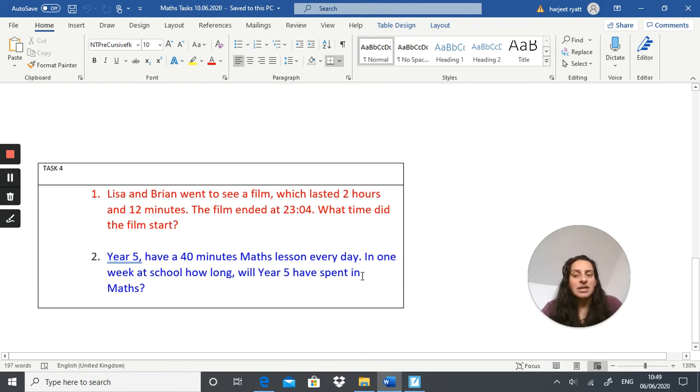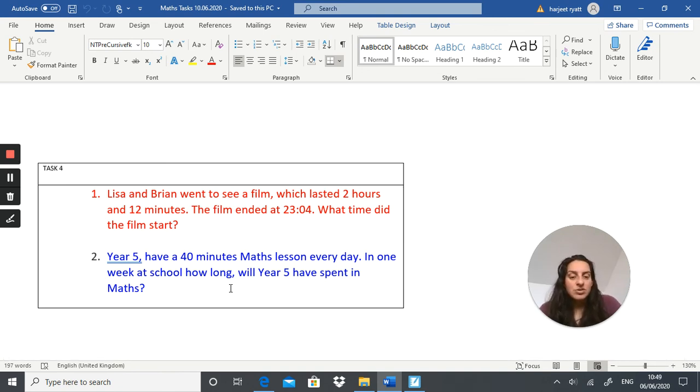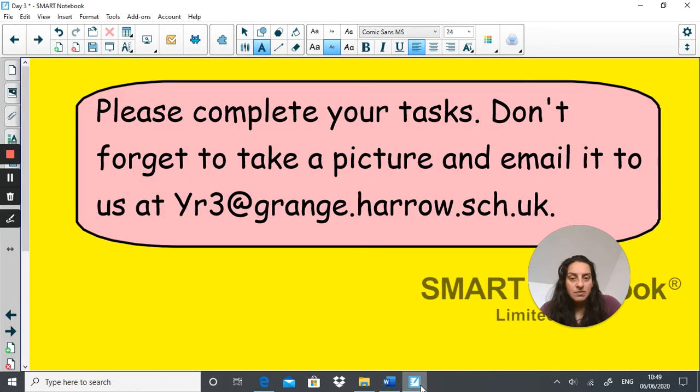And task 4, 2 questions. Lisa and Brian went to see a film. It lasted 2 hours and 12 minutes. The film ended at 23:04. What time did the film start? So you're working backwards. Year 5 have 40 minutes maths lessons every day for 1 week at school. How long will Year 5 have spent in maths? So you need to work that out as well. So this is now really applying your knowledge to real life scenarios. So let me go back to my smartboard.